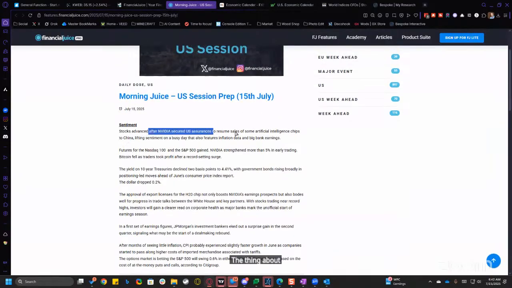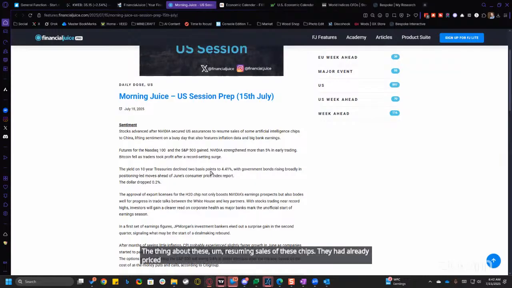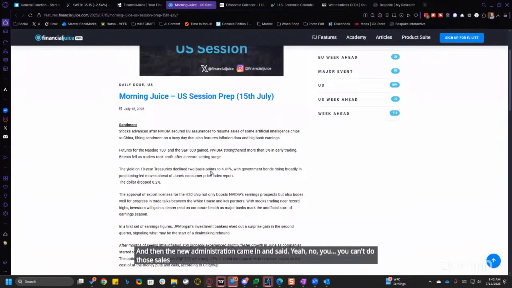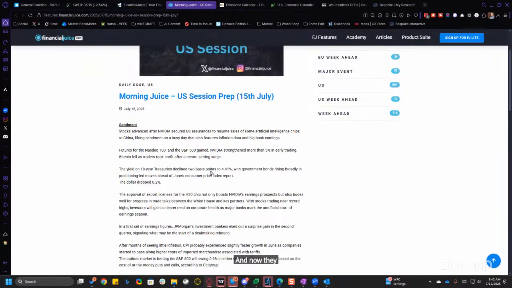The thing about these resuming sales of these chips, they had already priced those sales in, and then the new administration came in and said, yeah, no, you can't do those sales. So they had to pull the sales out of their forecast, their earnings forecast. And now they get an opportunity to put them back in again. But this is sales that had already been established and planned, right? This isn't something above that. So, just keep an even keel with the whole NVIDIA news.